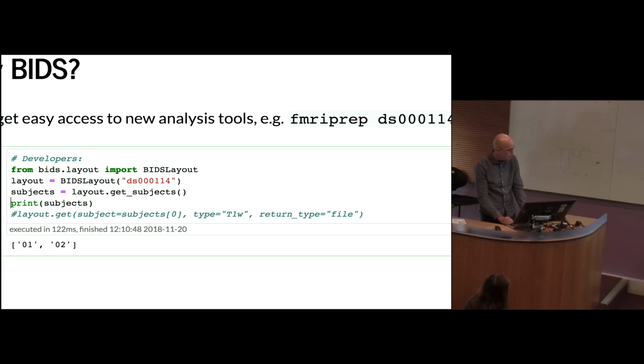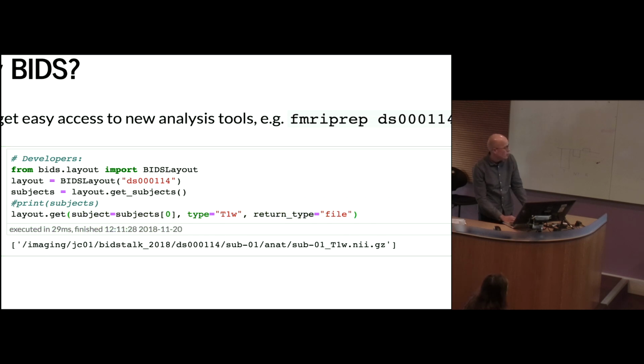But we can also do more sophisticated queries. Here's one that returns. So here we're using the get method of the layout, and what we're saying here is take the first subject, and this is Python, so the first element of the list is going to be index 0, right? Stay with me. Return the T1 weighted image for that subject, and the thing I want back is going to be a file path. So what happens if we run that? You get back the file path where this file happens to be stored at the moment on the machine that's running this code. And now I can just take that file path and I can plug it into Nipype or NiBabel or whatever I want to do some further structural processing of this data.